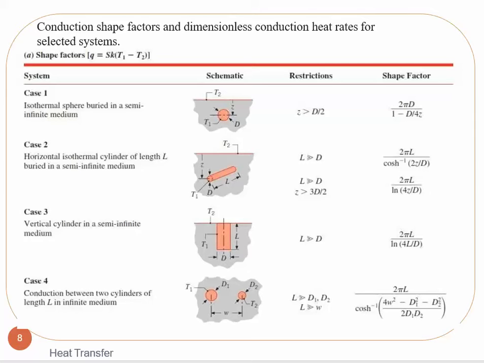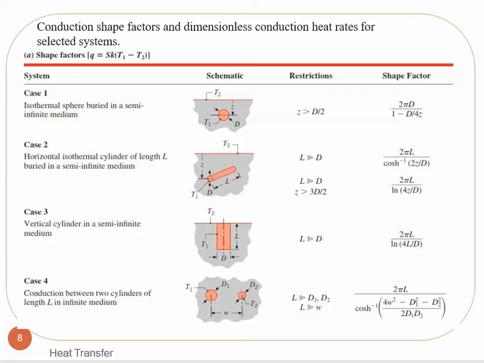semi-infinite medium. In the schematic, you can see a circle, and the distance from the center position to the surface is taken as Z. It has diameter D and temperature T1, and the surface temperature is T2, where Z is greater than D by 2, with D by 2 taken as the radius. Then the shape factor will be 2 pi D divided by (1 minus D by 4Z). In case 2, the horizontal isothermal cylinder of length L buried in a semi-infinite medium.